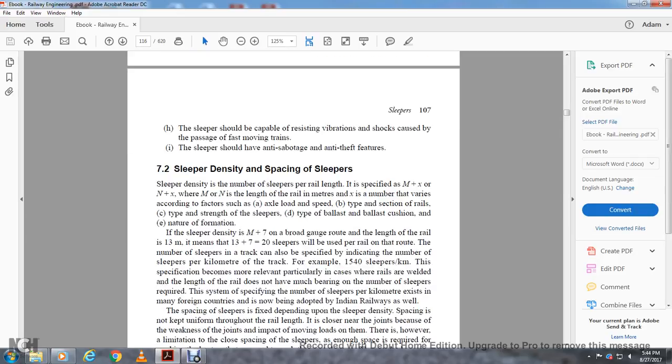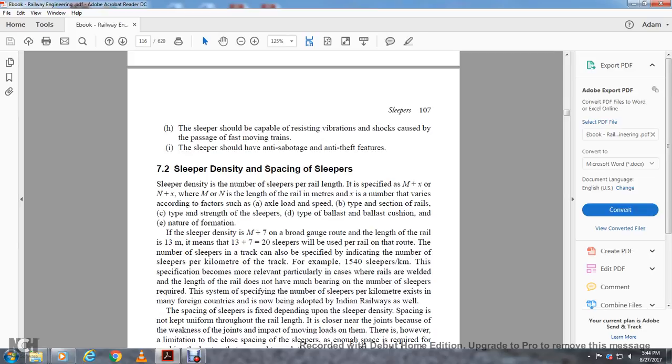Sleeper density and sleeper spacing. The sleeper density is normally specified as the number of sleepers per rail length, given as n plus x, where n is the length of the rail in meters and x is a number that varies according to factors such as the axle load and speed, the type and section of the rails, the type and strength of the sleeper, the type of ballast and the cushion, and the nature of the formation.